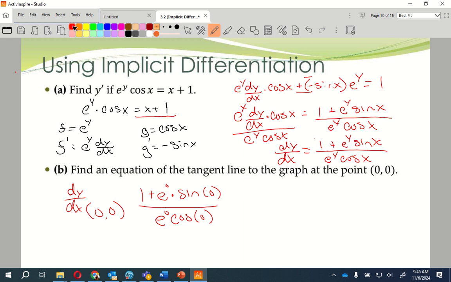Cosine is 1. If you think about this circle, we're talking about this point right here. It's on the x-axis, so that's 1 that way. It's not up and down at all, so that's 0 there. So 0 times e to the 0 is 0, so this is going to give me 1 on top. Cosine at 0 is 1, e to the 0 is 1, right? So that's going to be 1. So the slope of the line at the point (0, 0) is 1.